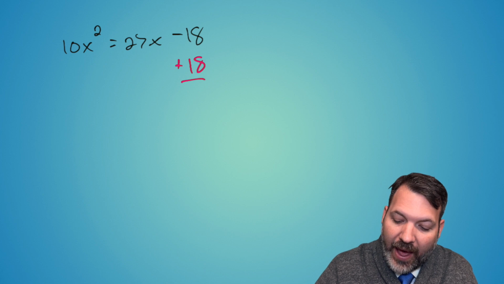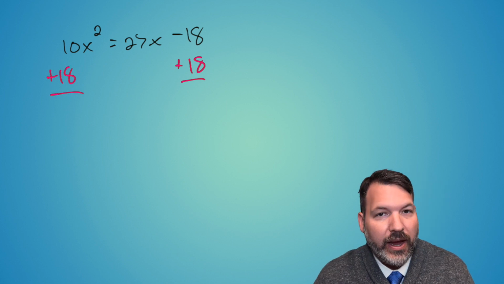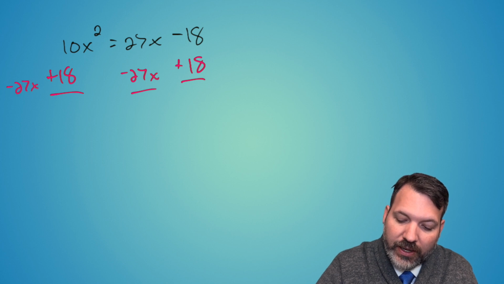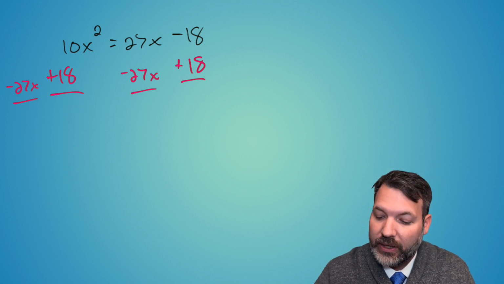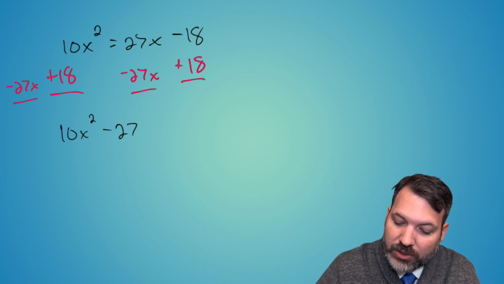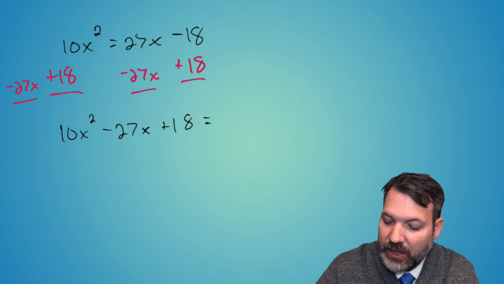We're going to add 18 to both sides to get rid of that negative 18. And in the same way, we will subtract a 27x to get rid of the positive 27x. And so what that gives us is 10x squared minus 27x plus 18 equals 0.